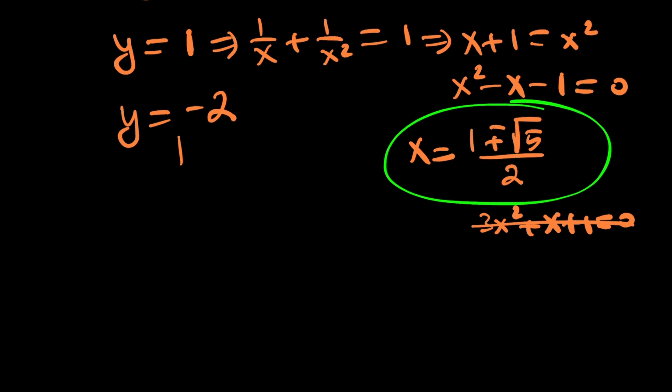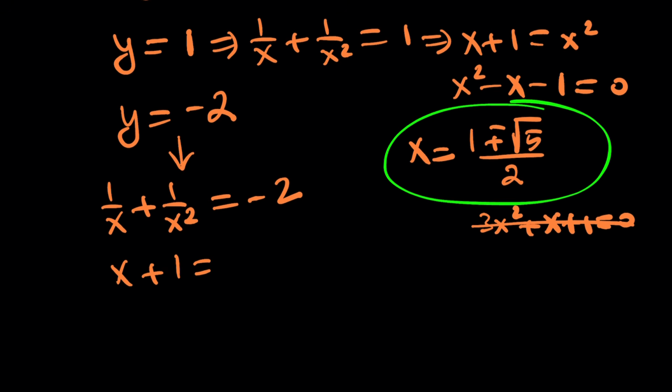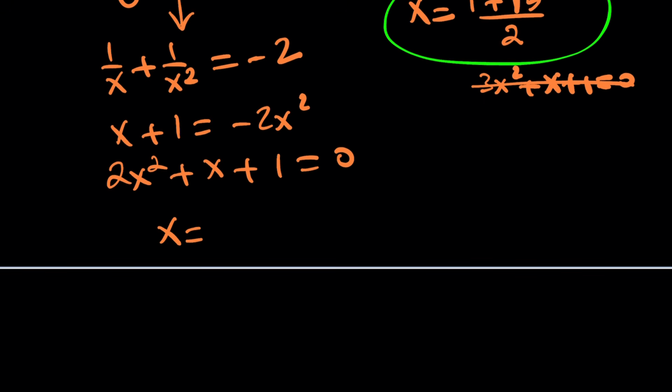Let's go ahead and check it out. If you set y, which is 1 over x plus 1 over x squared, equal to negative 2, and again, do the same thing. Multiply both sides by x squared. x plus 1 equals negative 2x squared. And put everything on the same side. 2x squared plus x plus 1 equals 0. And again, with the quadratic formula, this becomes negative b plus minus the square root of b squared, 1 minus, uh-oh, Houston, we have a problem.